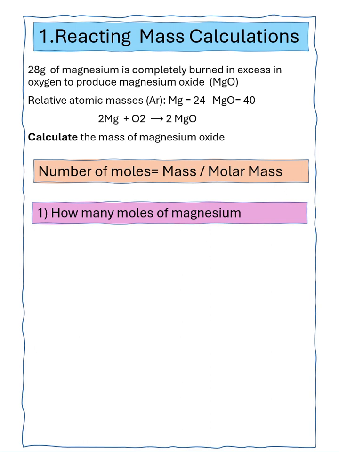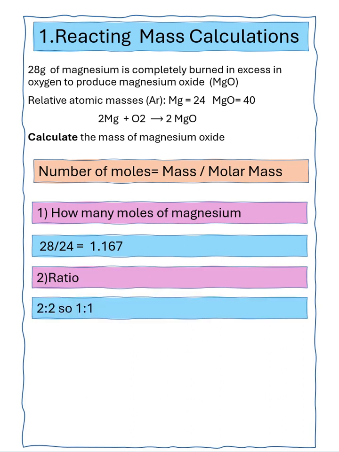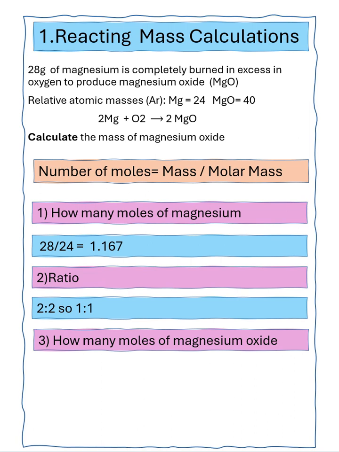The first thing we need to do is work out how many moles of magnesium. The number of moles is mass divided by molar mass. The mass of magnesium is 28, the molar mass of magnesium is 24, so it's 28 divided by 24 equals 1.167 moles of magnesium. We then need to look at the ratio. The ratio of magnesium to magnesium oxide, looking at the equation, is 2 to 2, which is therefore 1 to 1. So the number of moles of magnesium oxide is the same as the number of moles of magnesium, which is 1.167.